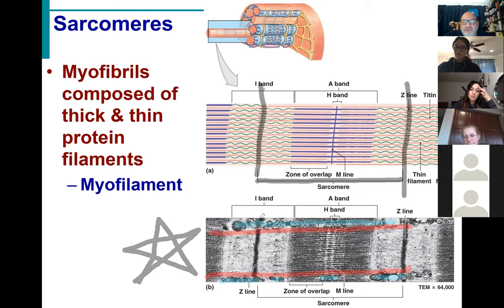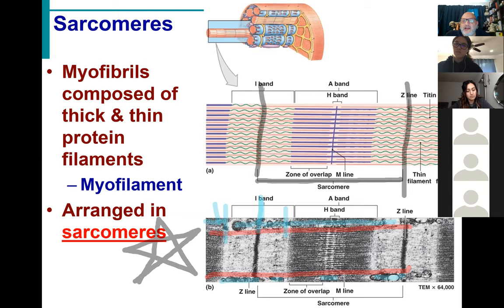And notice the dark, dense proteins here line up. The lighter region lines up. The dark line lines up. Again, there's tremendous precision inside these, not just within the individual myofibrils, but all of the myofibrils of the muscle cell. And as we saw, they even line up with the myofibrils in the next muscle cell as well. And again, this perfectly aligned protein structure is known as a sarcomere.